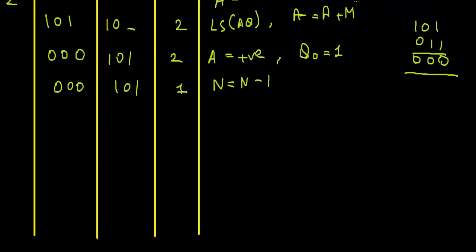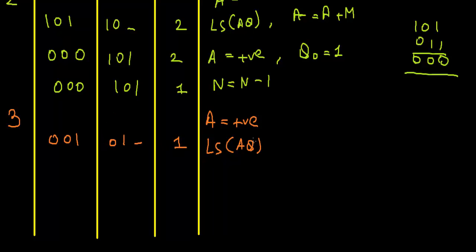Now finally we'll be doing step 3. Step 3 is the sign of A. Again we have to check: A is positive. So do the left shift of AQ. So left shift of AQ: 0 0 1, this will be 0 1 dash. And we need to perform A equals A minus M. I'm just performing it: 0 0 1 minus 0 1 1, 0, this will be 1 1. So it will be 1 1 0.